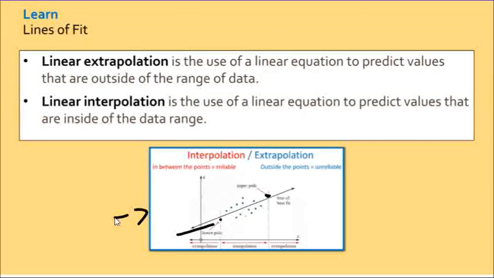So with extrapolation, you're trying to find what it was before your data was collected or after your last data point was collected. Interpolation means it has to be within here. So you're going to use your equation to find a point that maybe it's not in here, but it's in between your lowest and your largest number.